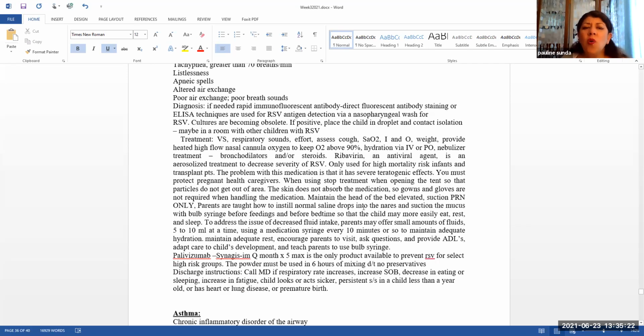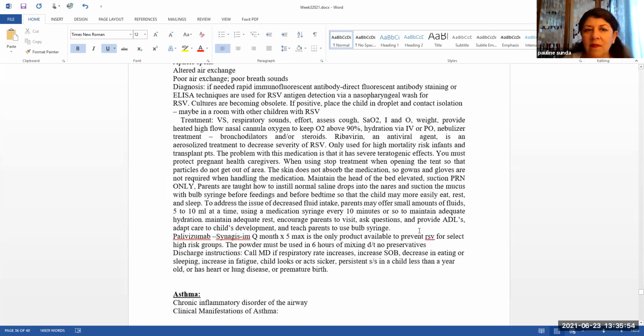Diagnosis. So this is only if needed. They can do a rapid immunofluorescent antibody, direct fluorescent antibody staining, or ELISA techniques. These are used for RSV antigen detection via a nasopharyngeal wash for RSV. Note that the cultures are becoming obsolete. If positive, you want to place the child in droplet and contact isolation. They may be in a room with other children that have RSV.